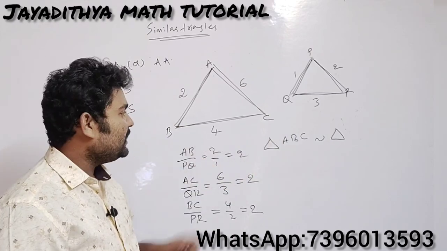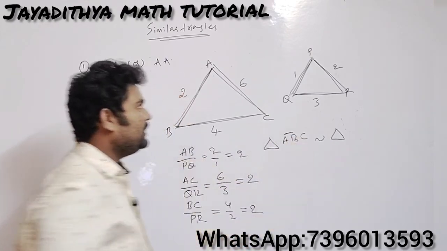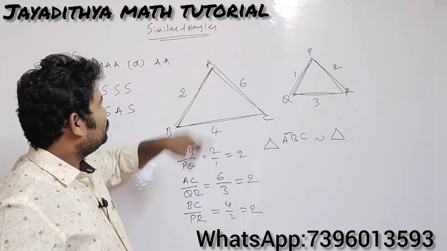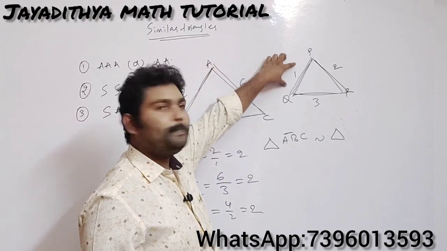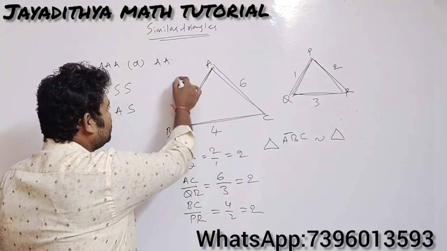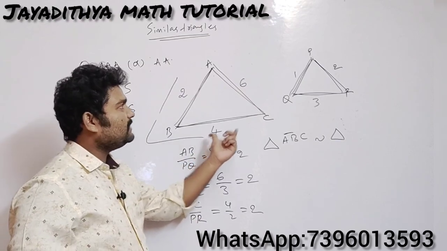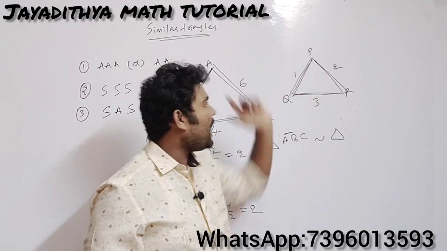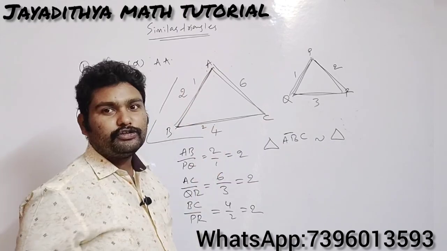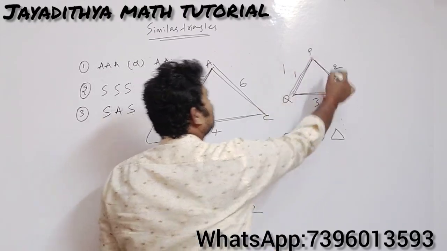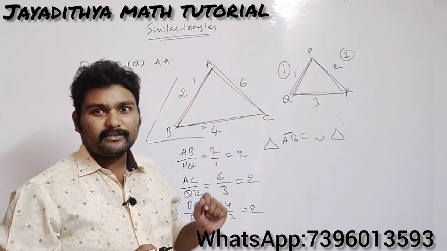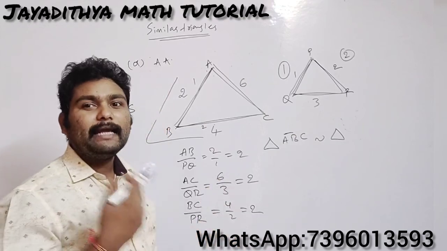If I take ABC, what is the corresponding side of AB here? The corresponding side of AB will be PQ. And what is the corresponding side of BC? BC's corresponding side is PR, right? So this is the first side and this is the second side. You should take them in that manner only. It will be a trick for you in order to write it correctly.